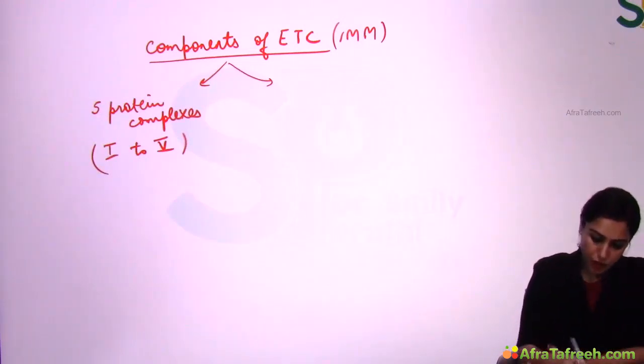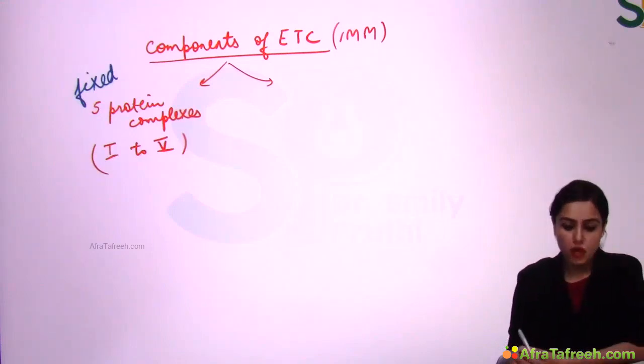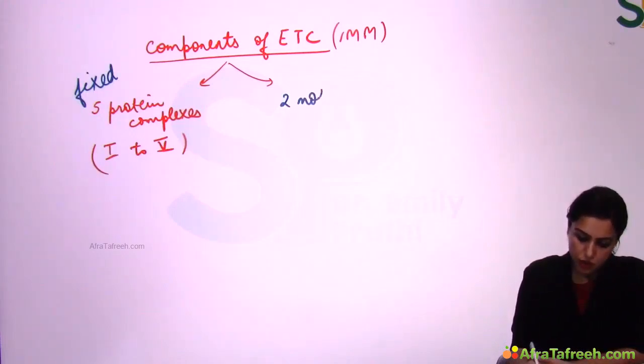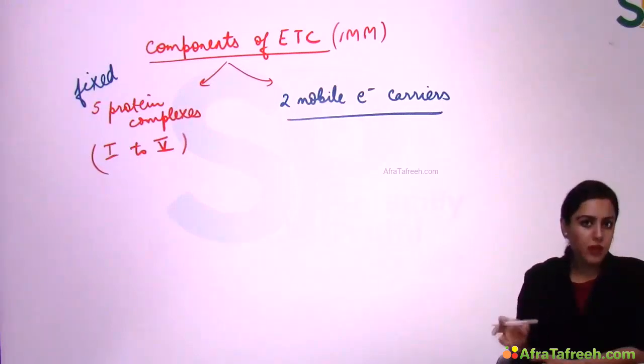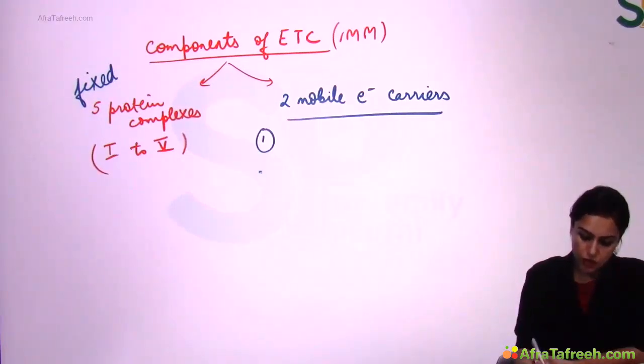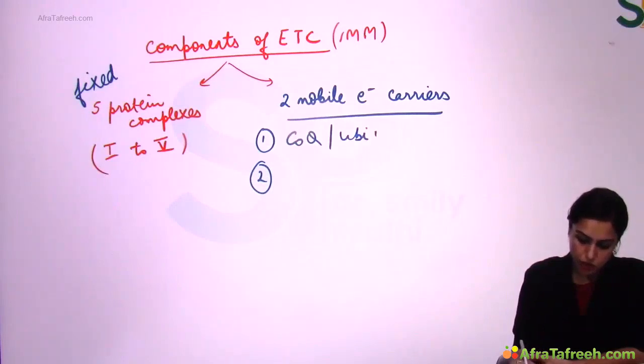These 5 protein complexes are fixed within the membrane. But there are two mobile electron carriers. That means these carriers can move within the membrane. The two things are coenzyme Q, also known as ubiquinone, and cytochrome C.